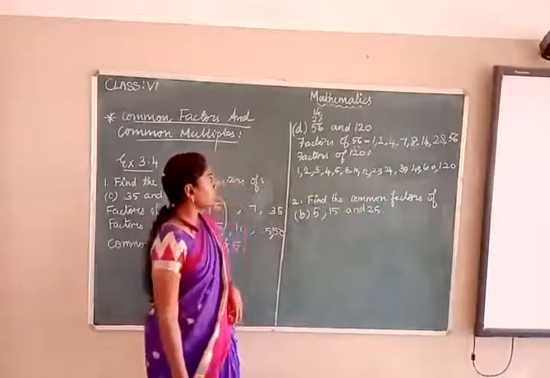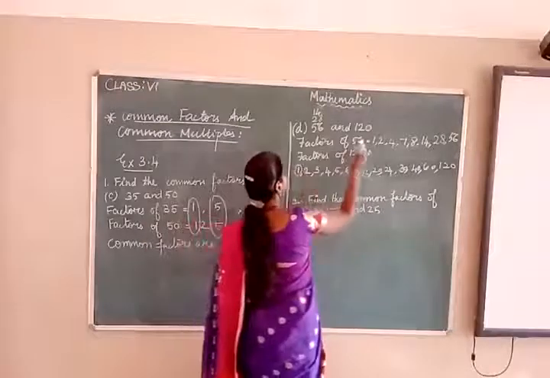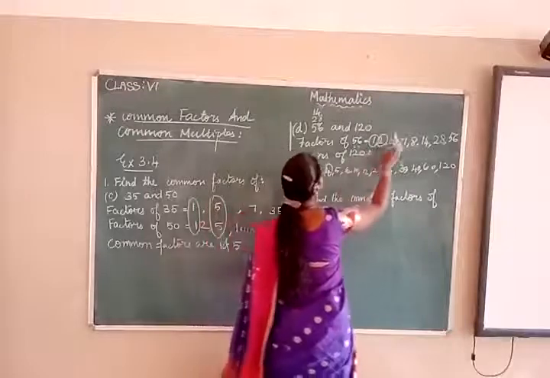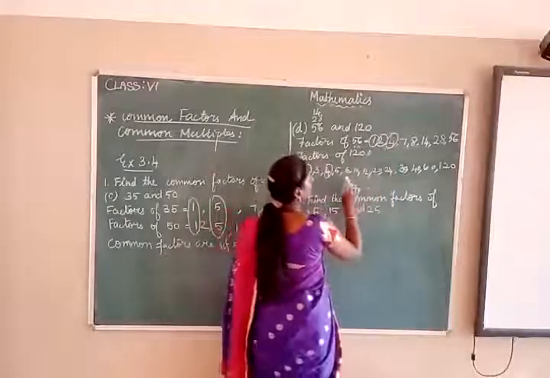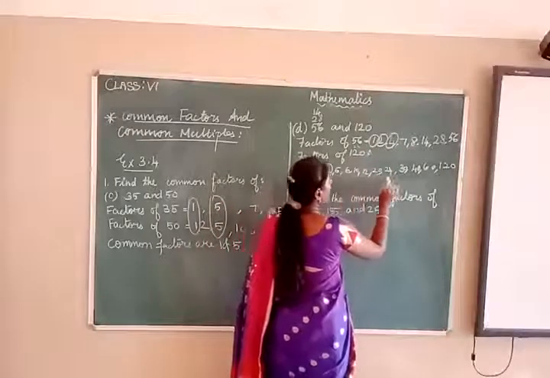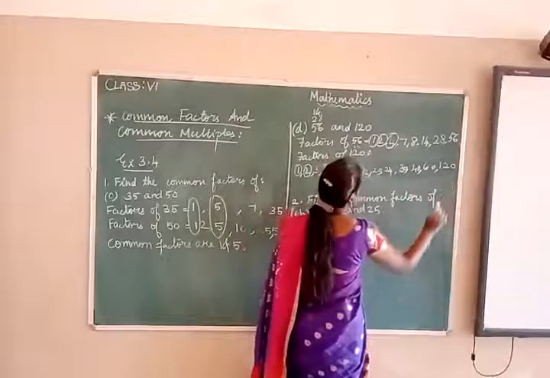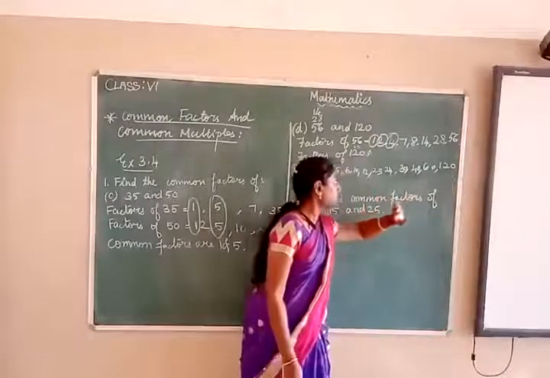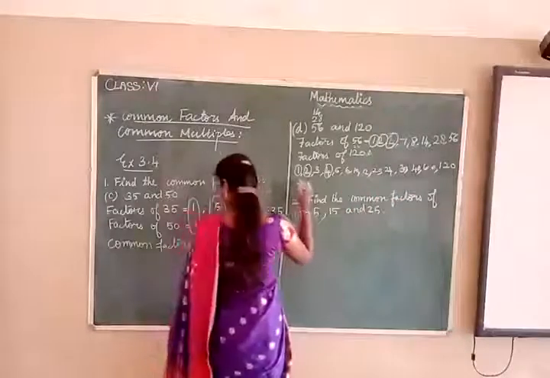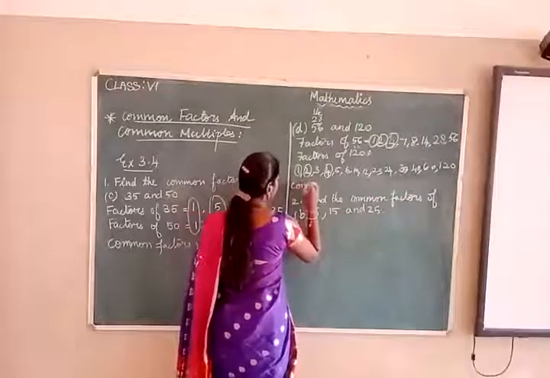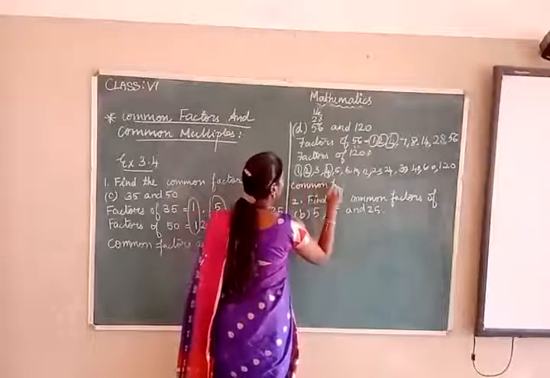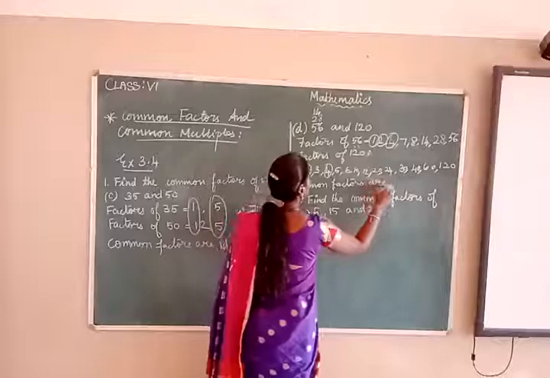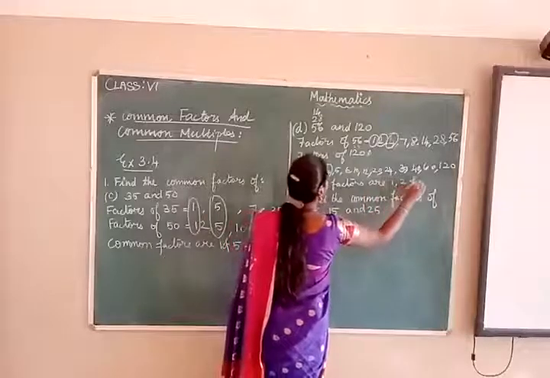So what are common here? 1, then 2, 4, then what you have? That's all, right? You don't have 14, 28 and all those things here. So the common factors are 1, 2 and 4.